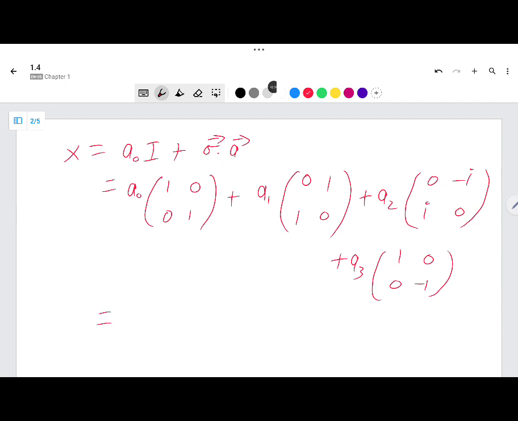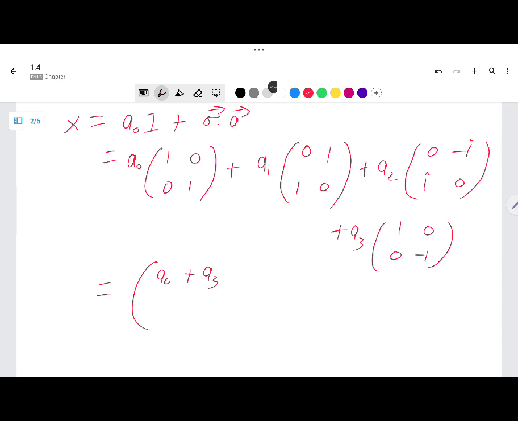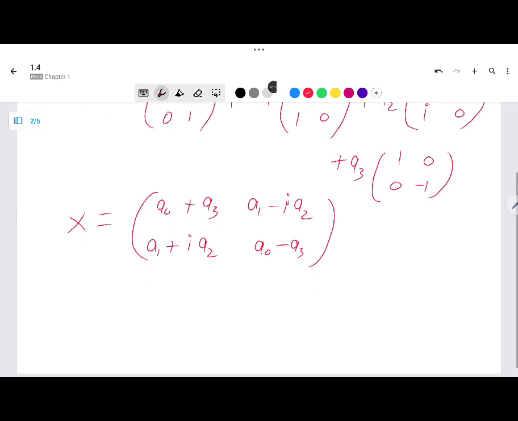So if we add this all up, the first entry here is a0 plus a3. The second entry is a1 minus i a2. Then the next entry is a1 plus i a2. The last entry is a0 minus a3. Right? Okay.